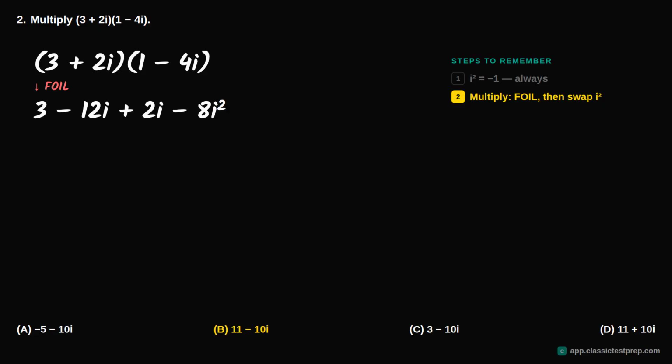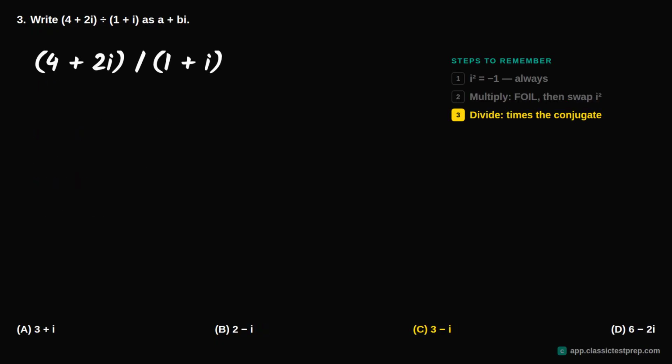Now that i squared becomes -1, so minus 8i squared turns into a positive 8 at the end of our expression. We combine the real parts, which means we just add 3 plus 8, and that's 11. Then we combine the imaginary parts, and an imaginary part just has i attached to it, so that's -12i plus 2i, which is -10i. So now we have 11 minus 10i, and that's the correct answer, which is answer choice B. It's the correct answer for the second question of the complex numbers study guide that is free at app.classictestprep.com.